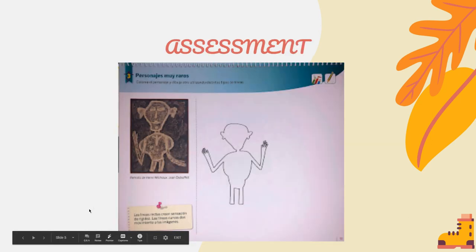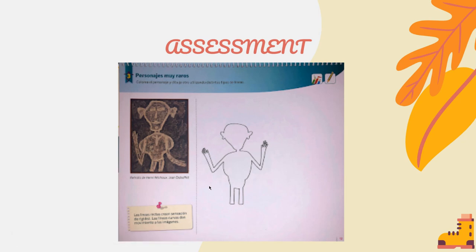Now this is your assessment. I talked about aliens before because they have a combination of curved and straight lines. As you can see right here, you have a drawing of an alien, and in your assessment, you're going to draw another alien just like this one, and you can color them if you want. Here you have a picture of an alien guy. It looks weird, but this is a combination of straight and curved lines.